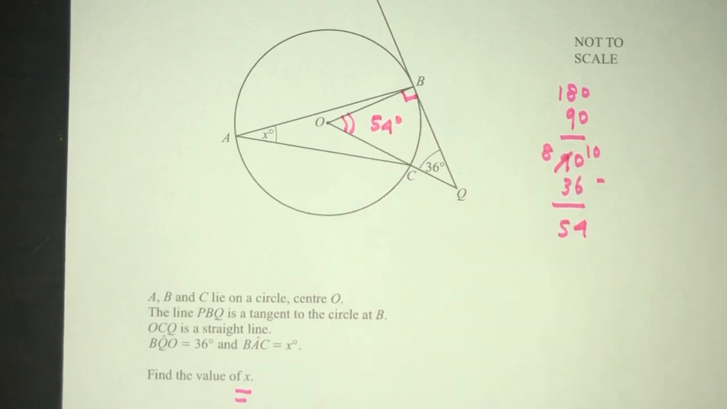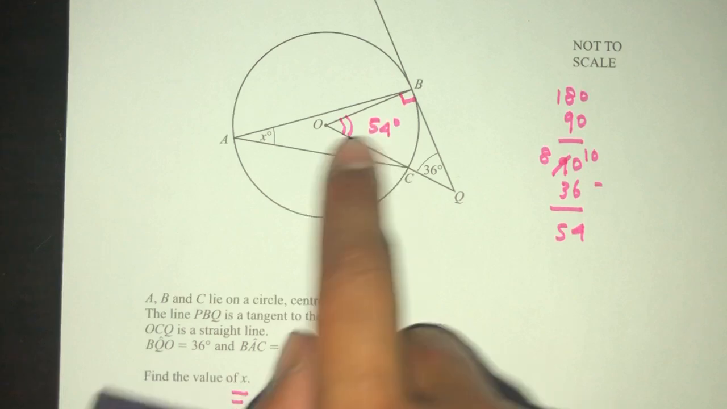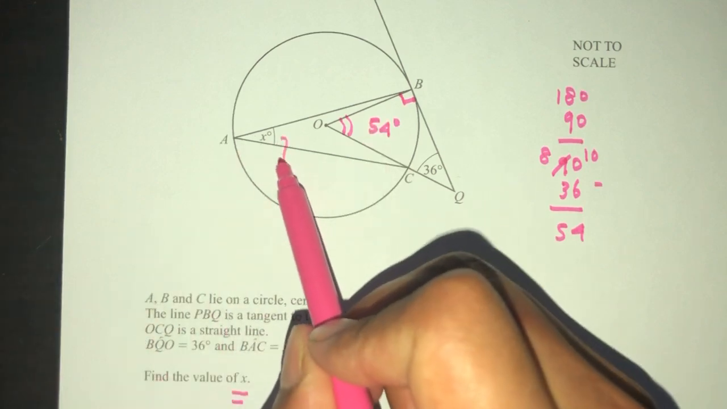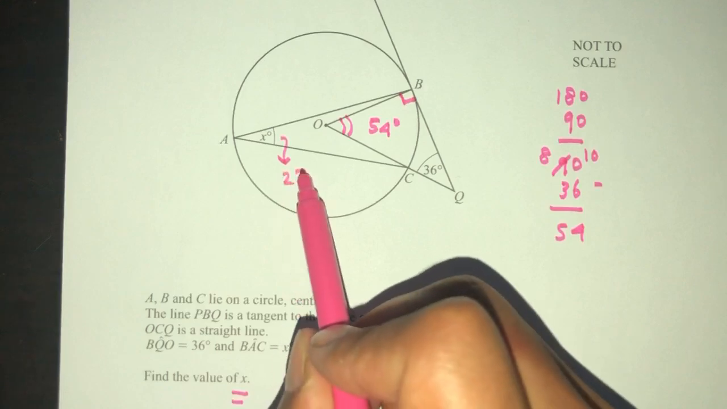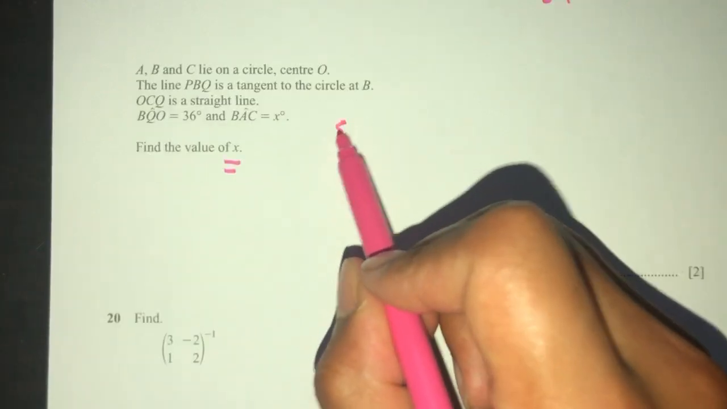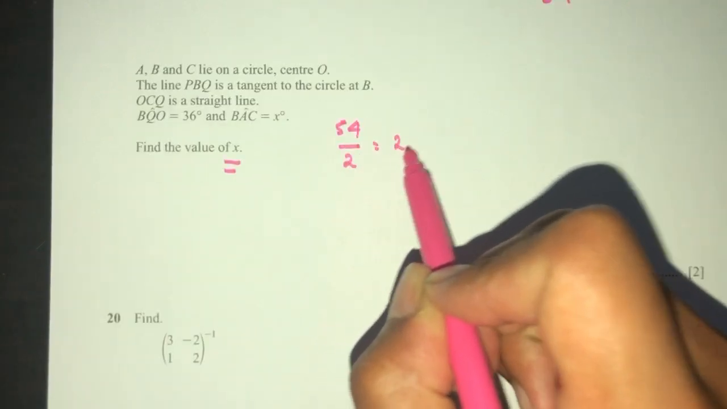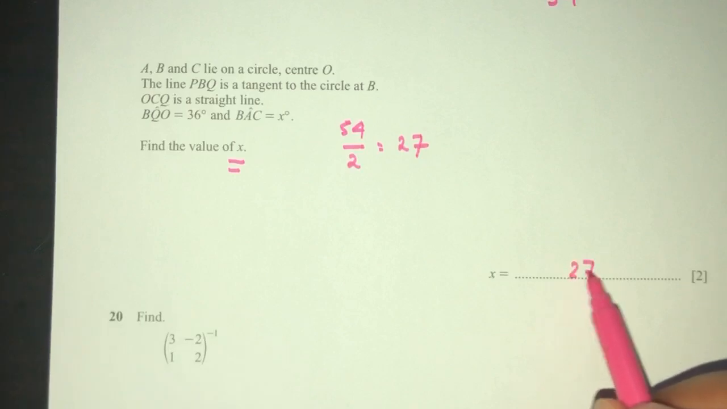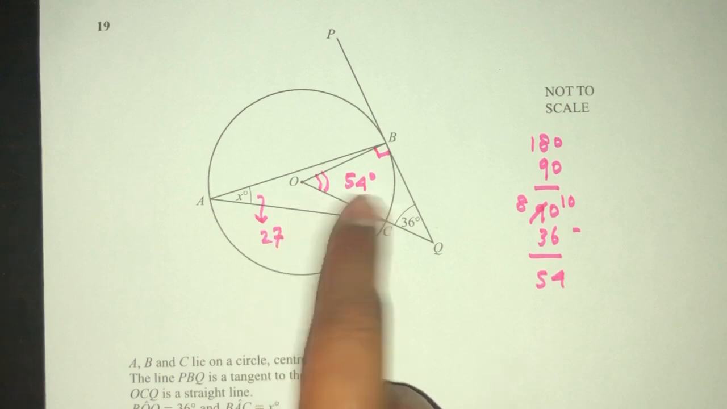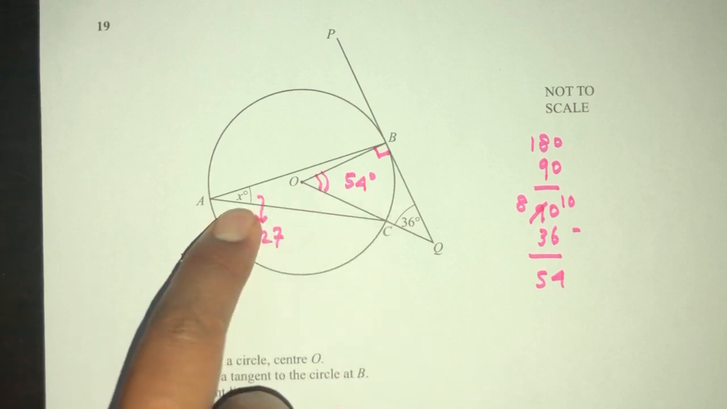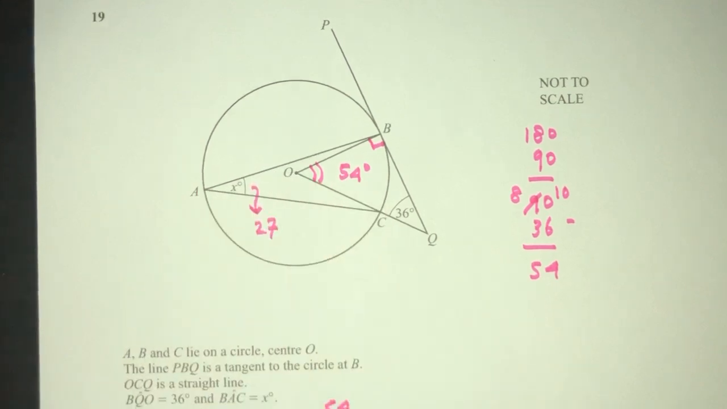Now again, by theory, if the angle at the center is 54, this angle has to be half the value because the angle at the center is always twice the angle right here. So this will be 27 as your answer. 54 divided by 2 is 27. Because of that, x has to be 27. It is because of the theory saying that the angle at the center has to be twice the angle here, which means the angle here has to be half the angle at the center.